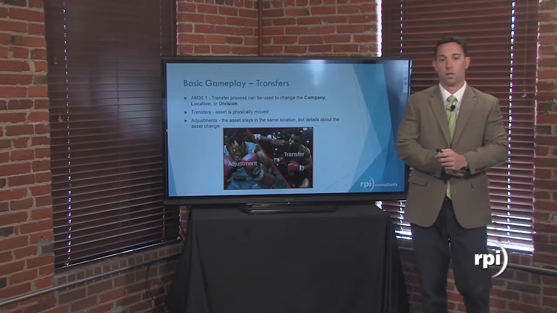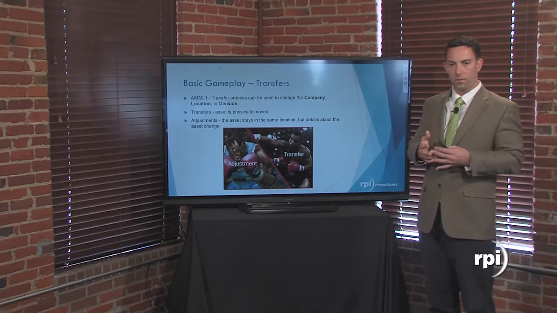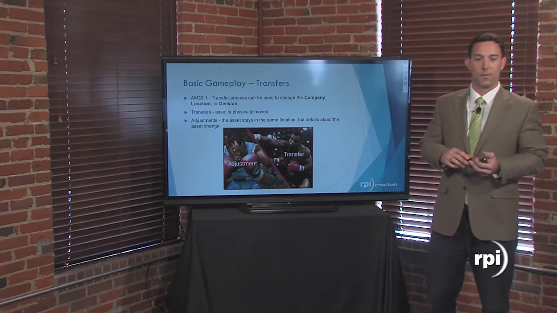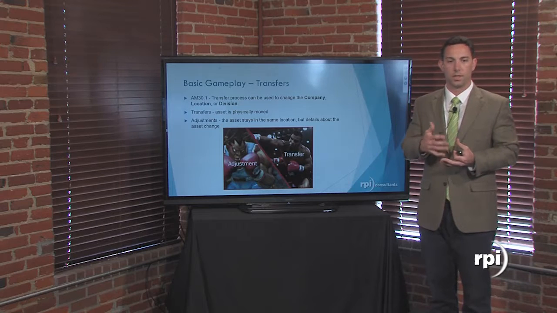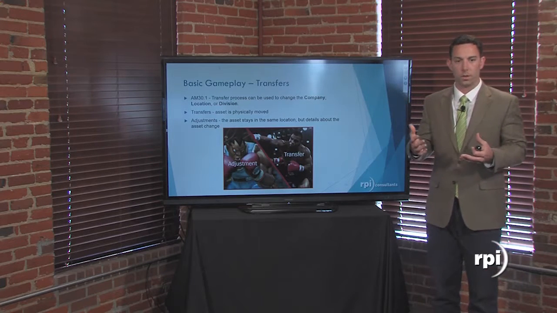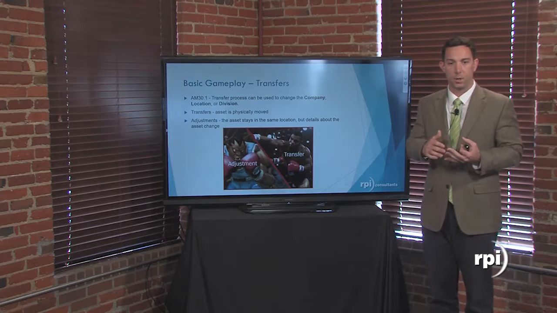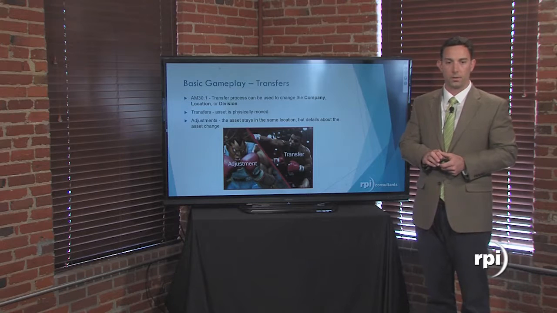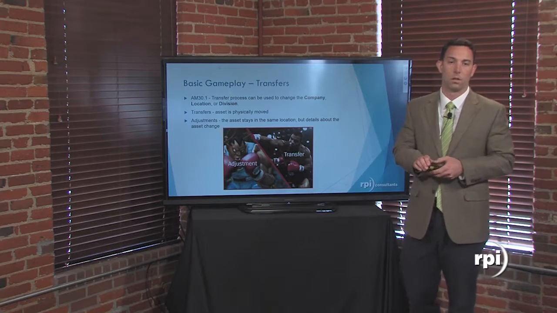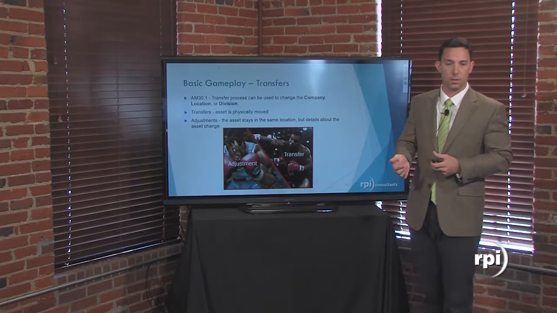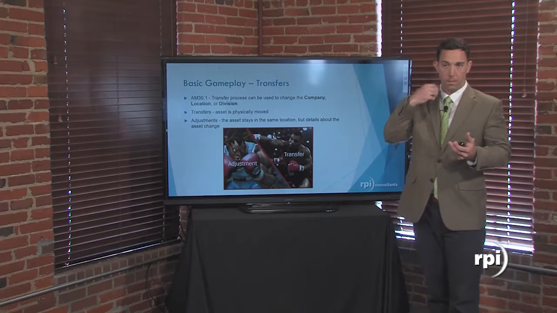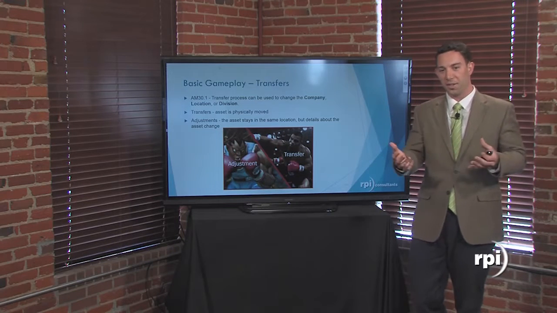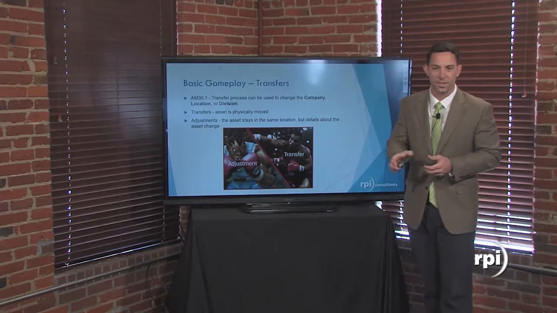All right, so transfers. Transfers and adjustments kind of go hand in hand. There is a difference though. You can think of transfers as physically moving an asset. So if you're changing companies, locations, or divisions, you're going to be using the transfer programs. If you're adjusting anything else on the asset, you'll be using the adjustments. So if you're changing books or asset types, anything other than location, division, and company, adjustments is your way to go.